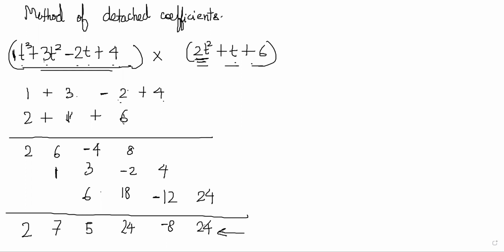The first term will have 0 power, this term will have t power 1, this term will have t power 2, this term will have t power 3, this term will have t power 4, and this term will have t power 5. So this is my answer. Okay, actually it's just basic multiplication, but if you use this method, you will see that it speeds up your calculations by a lot. Okay, so this will be the answer: 2t power 5 plus 7t^4 plus 5t^3 plus 24t square minus 8t plus 24. To convince you that this is useful, I will also show you another example.